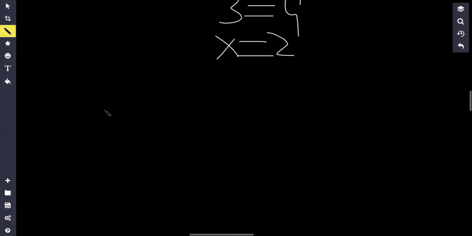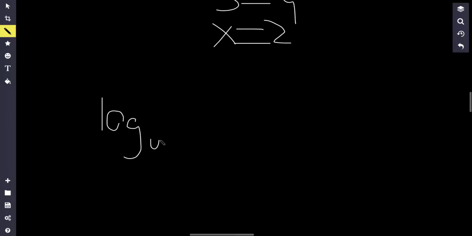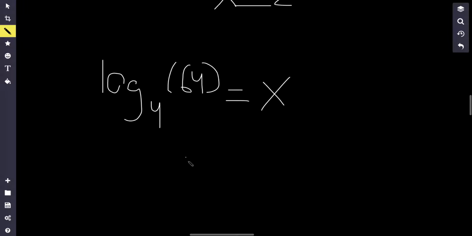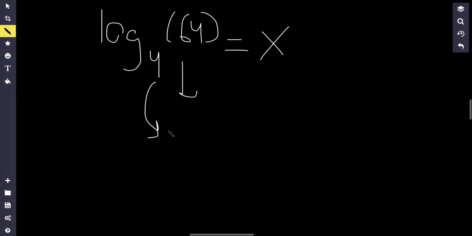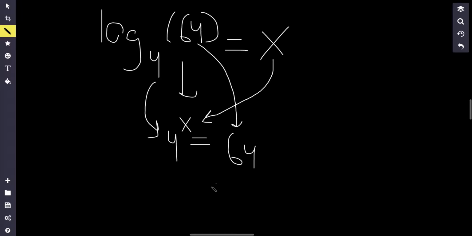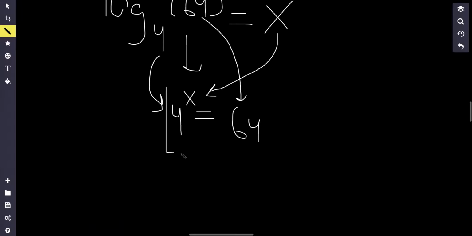Now let's do another one. Let's say we have log base 4 of 64, and this is going to be equal to some number. The base of our logarithm turns into the base of our exponent. This answer over here turns into our exponent. And the thing inside of parentheses turns into our answer. So now we have this brand new equation.